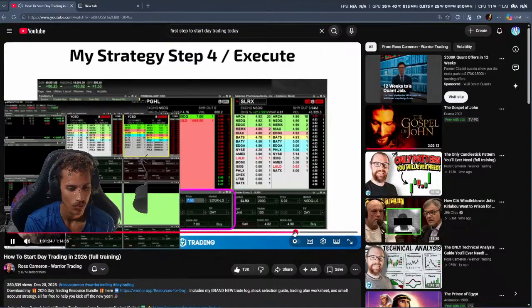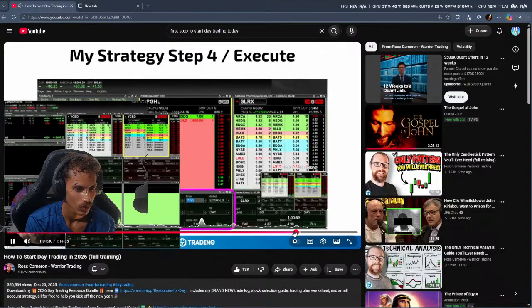You could just buy the ask and sell the bid, but nonetheless, it's a good habit to be in. It's also important to know that if you're trading pre-market, you cannot use market orders. You can only use limit orders.